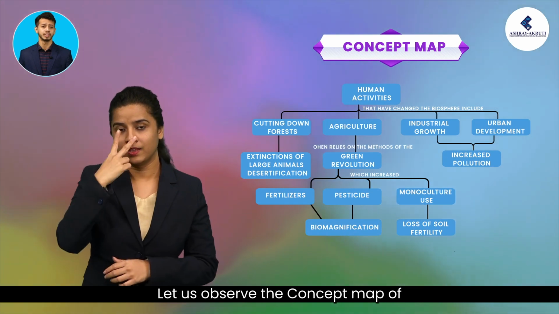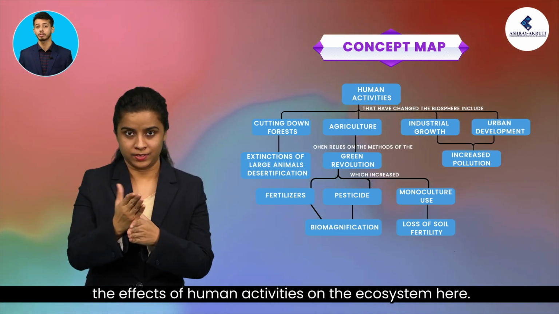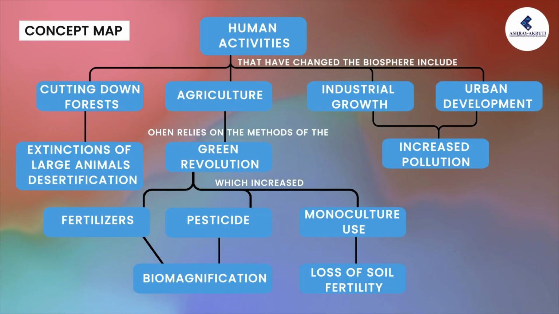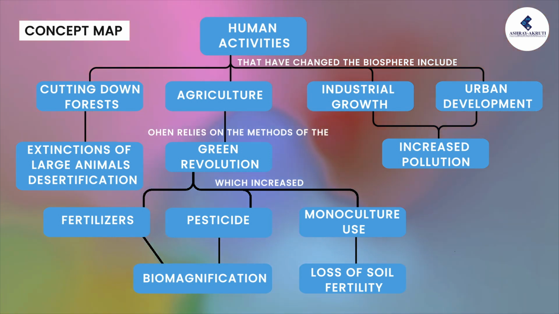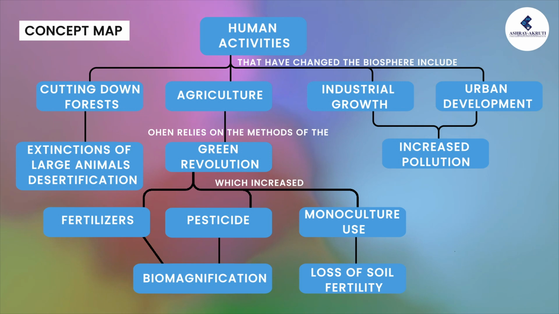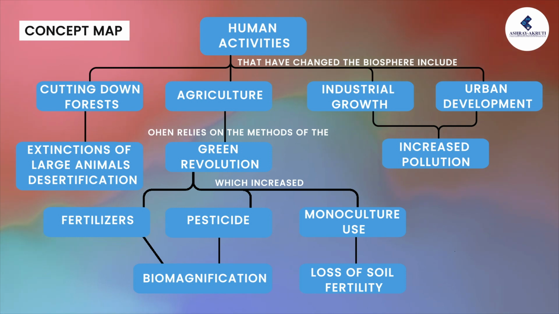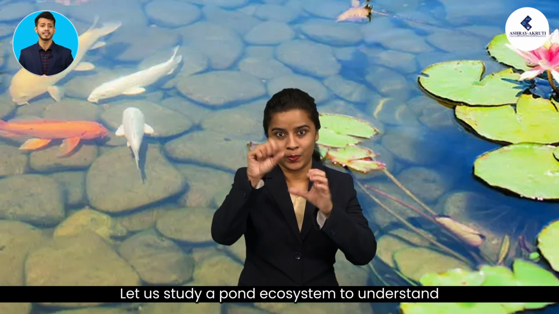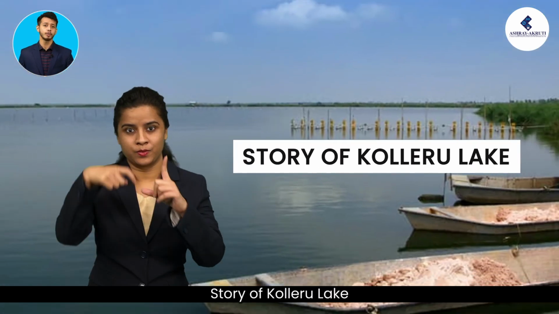Let us observe the concept map of the effects of human activities on the ecosystem here. Let us study a pond ecosystem to understand the effects of human interventions. Story of Kolleru Lake.